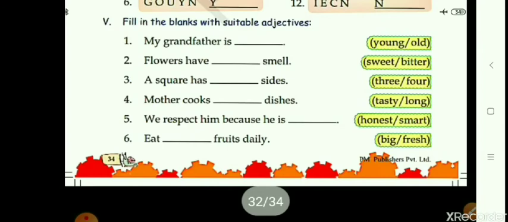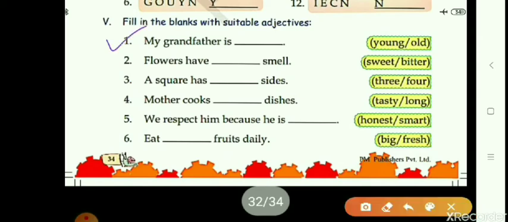Now children, in this exercise, there are some sentences given, and options are given for each sentence. You have to select the correct word, the correct adjective for each sentence. So let's do the first one.